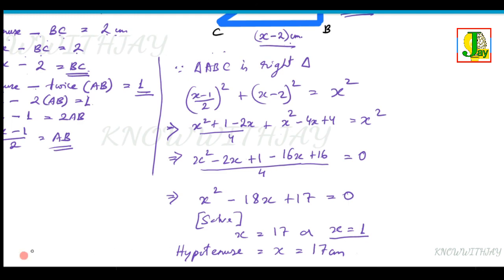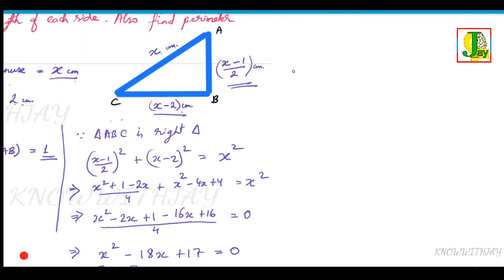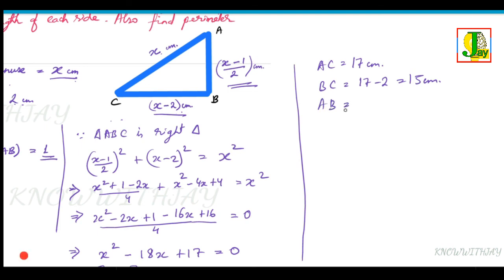So we have AC equals 17 centimeters, then BC equals x minus 2, that's 17 minus 2, 15 centimeters, and AB equals x minus 1, 17 minus 1, 16 by 2, 8 centimeters. So these are the three sides.